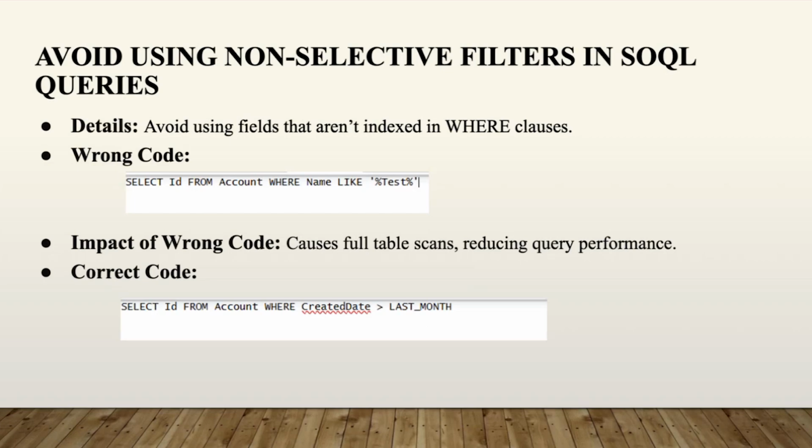Next thing is to avoid using non-selective filters. Non-selective filter means not equal, less than, or greater than, or using like. Wherever possible, avoid using like in the SOQL query because it scans the entire table and affects the query performance. Even after querying, you can do the processing of the records using list and map, all those things. So wherever possible, avoid using the non-selective like. The second, correct code is using greater than.